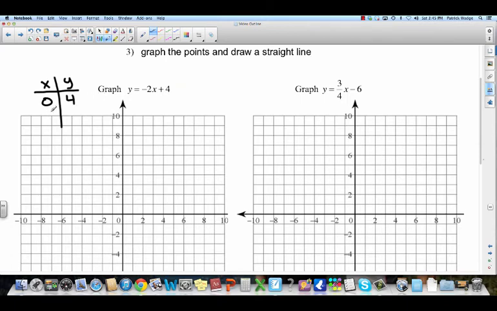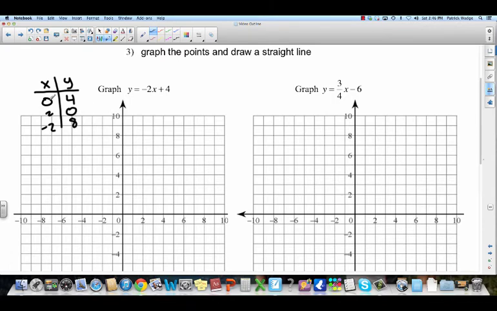What else do you want to put in there? Well, sometimes I like putting one positive number and one negative number. Why don't we put 2 and negative 2, or 1 and negative 1, or negative 1 and 3, or something. You don't have to put negative numbers. You can put 2 and 3, or 1 and 2, or 2 and 5, whatever you want. But I'll go with 2 and negative 2. So if I put 2 in there, negative 2 times 2 is negative 4, and then I add 4, and I get 0. Okay, if I put negative 2 in there, negative 2 times negative 2 is 4, and 4 plus 4 is 8.